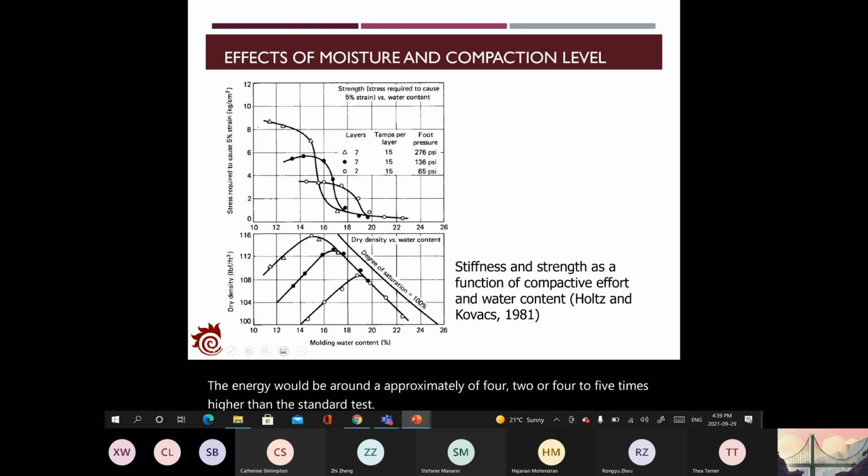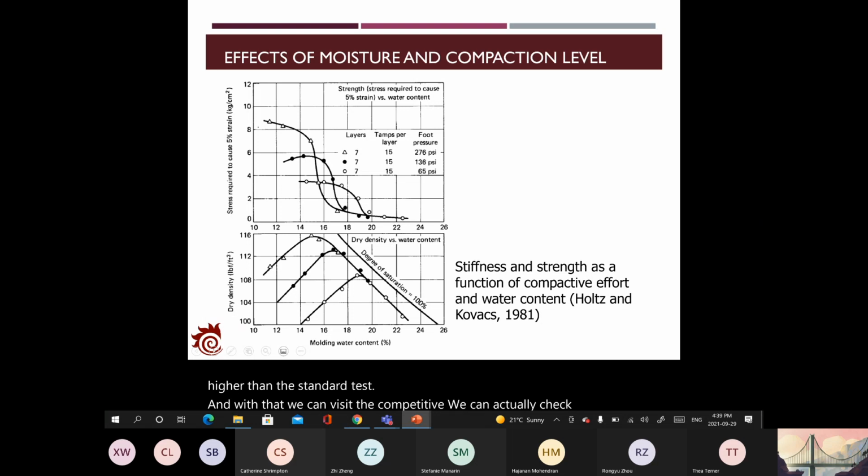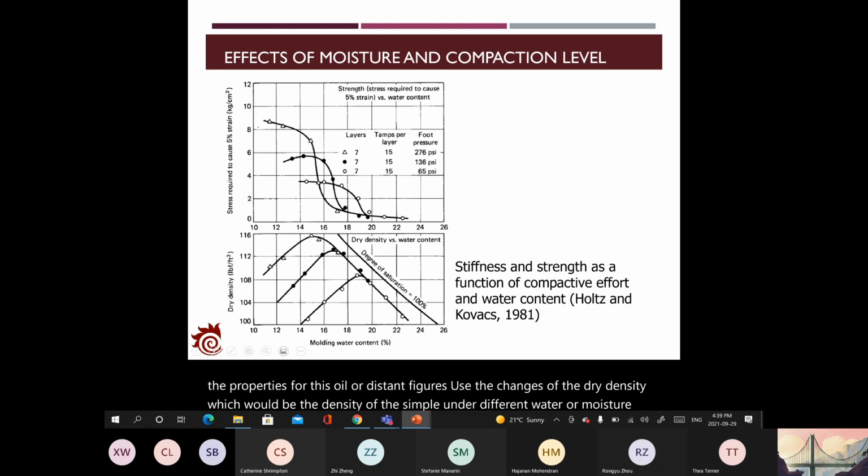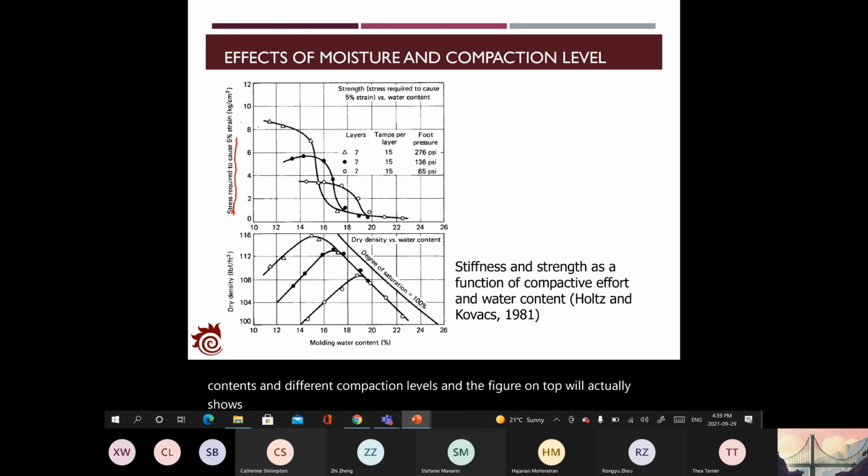And with that, with the compaction, we can actually check the changes of the properties for the soil. These two figures show the changes of the dry density, which would be the density of the sample under different water moisture contents and different compaction levels. And the figure on top shows the stress required to cause 5% strain, which is applied to measure the stiffness of the material.